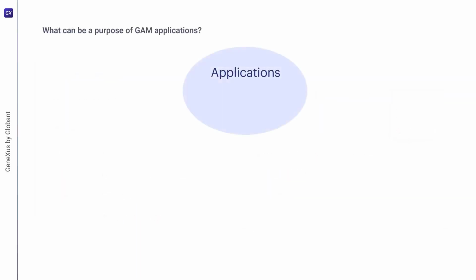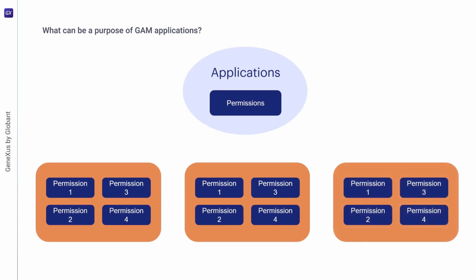What could be a purpose of GAM applications? One of them may be to associate permissions with these applications and form permission groups. Since permissions are checked against the running application, when the user logs into a repository and a permission is needed to perform an action, the permission must be defined in the GAM application that's running, and must have a role where this permission is granted.